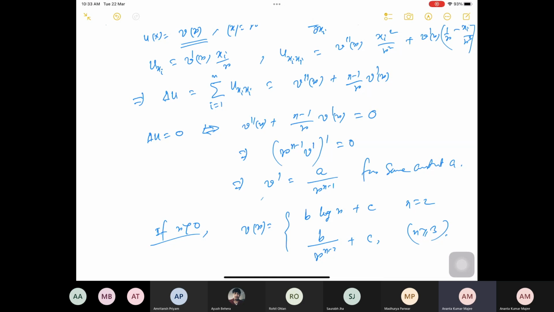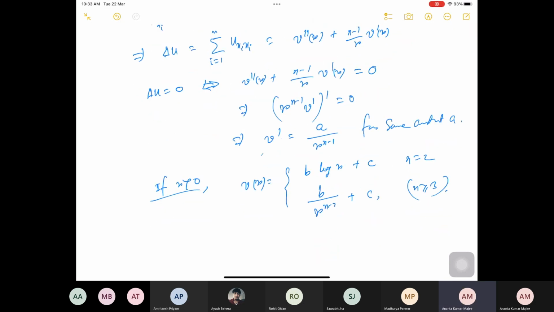The idea is, suppose I have a radial solution, meaning u of x is equal to v of r for mod x equal to r. If u satisfies your equation, then what kind of equation should v satisfy? It says that v of r, for r positive, should be b log r plus c for n equal to 2, and for n greater or equal to 3, it is b by r to the power n minus 2 plus c, where b and c are constants. Okay. So now taking the motivation from this, we define the following.